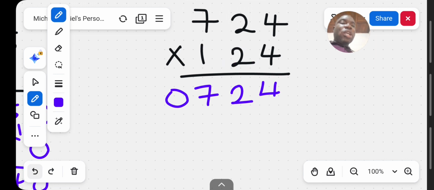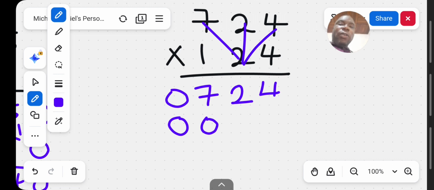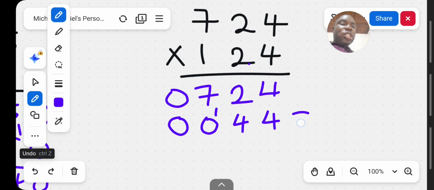Since we're going to the second digit, we put 2 zeros well arranged. Now we're going to do 2 times 7, 2 times 2, and 2 times 4. So let's go one after the other. The first is 2 times 7. 2 times 7 is 14. How do I write 14? 1 and 4. Now the next is 2 times 2. 2 times 2 is 4. How do we write the 4? Just the 4 on its own like that. And then the next is 2 times 4. That's just 8.